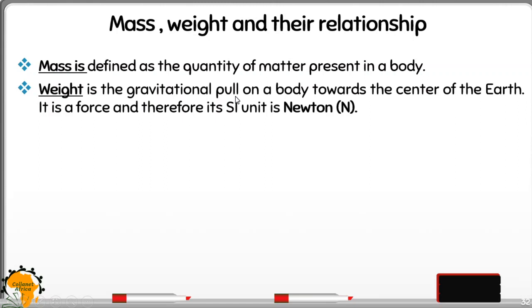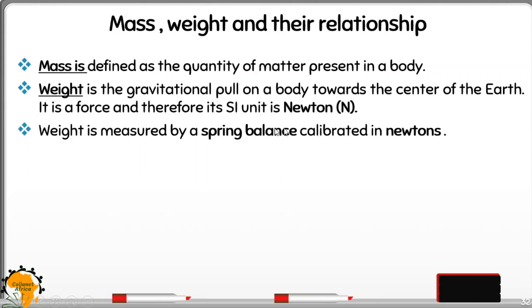Weight is the gravitational pull on a body towards the center of the earth. In other words, this is what we call the gravitational pull or gravitational force on earth. The pull, the attraction towards the center of the earth. The SI unit of force is Newton. Remember, weight is force. Therefore, the SI unit of weight is Newton, and the symbol is capital N. Weight is measured using a spring balance, and this spring balance is graduated or calibrated in newtons.